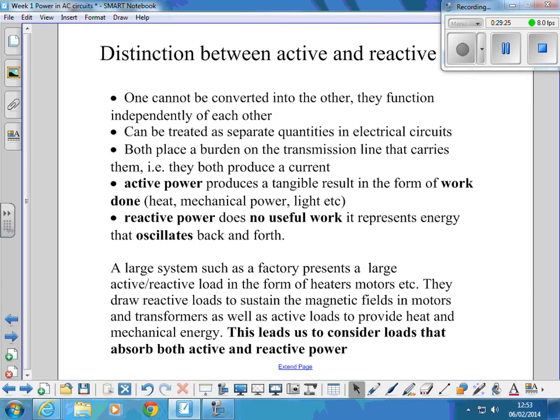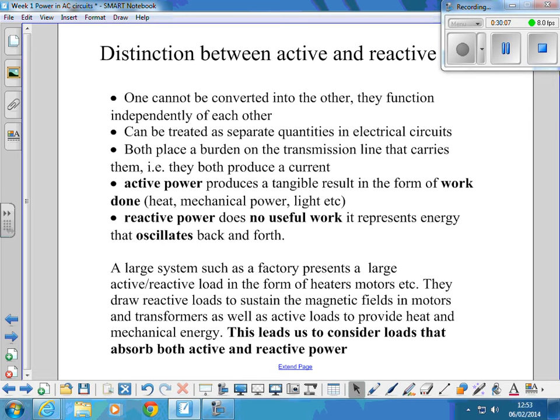Both of them, despite not doing any useful work, place a burden on the transmission lines that supply the equipment. Because when the inductor is charging up and drawing current, that current's got to flow down a transmission line and back again, and so is the current charging and discharging the capacitor. Therefore, this reactive power is drawing current backwards and forwards despite not producing any useful heat, light, or mechanical motion.